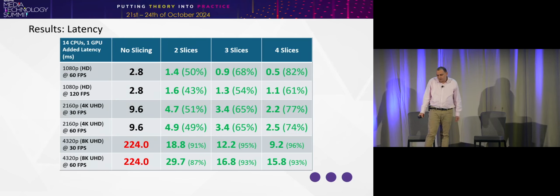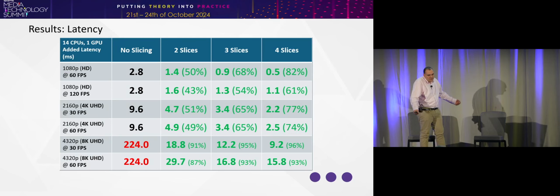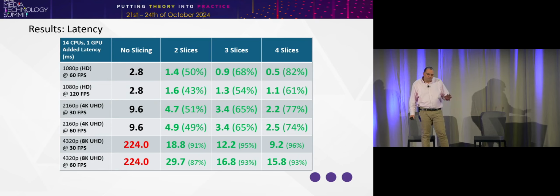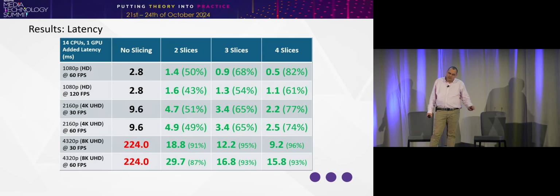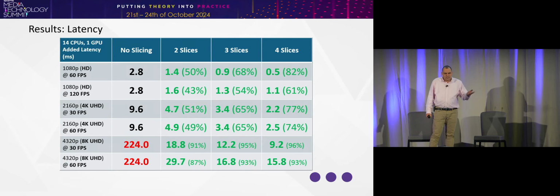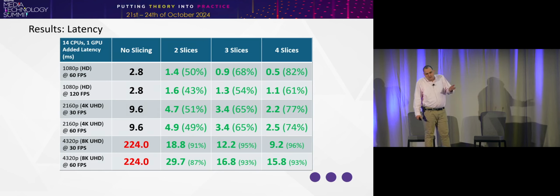So first, we want to measure the latency. What happens when we run one stream? On the top left, I've roughly described what hardware this is running on. 14 CPUs happen to be free on that machine, with 1 GPU. And so 6 experiments, typical resolution. So just looking here, with no slicing, this is the added latency.